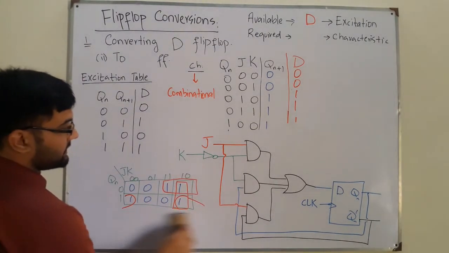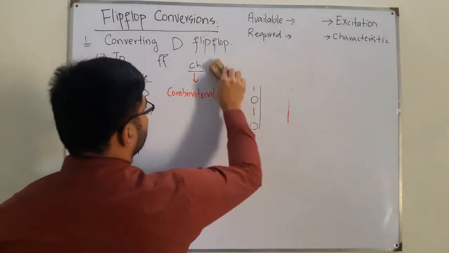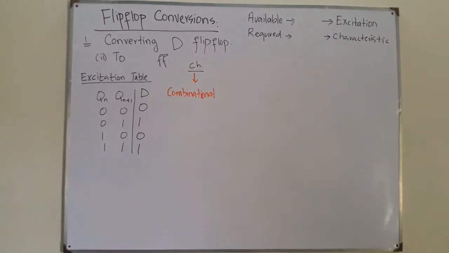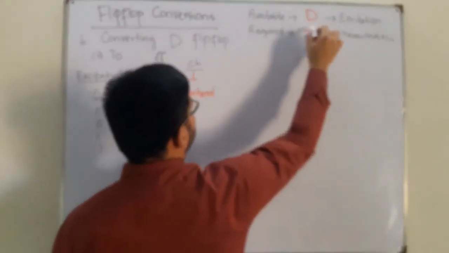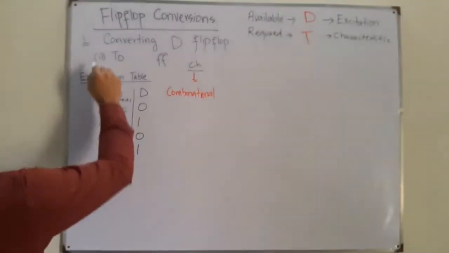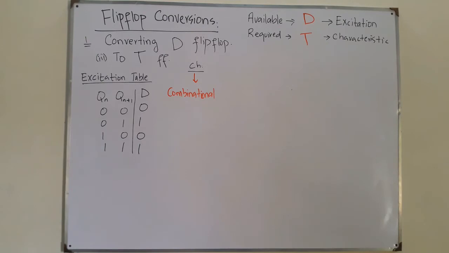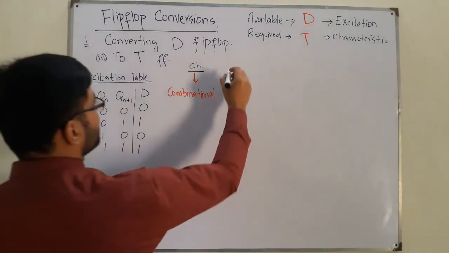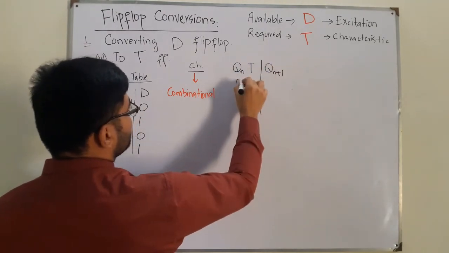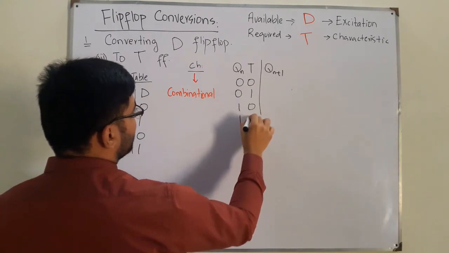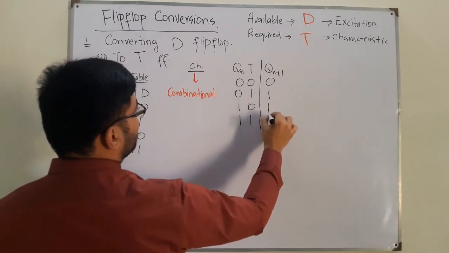Okay, now the next thing we have in order is converting D flip-flop to T flip-flop. So I remove this part of it, okay? Now the available is D flip-flop and the required is T flip-flop, for which you have to draw the characteristic table of the T flip-flop, all right? Now the characteristic table for T is what? You have Qn, you have T, and you have Qn plus 1: 0, 0, 0, 1, 1, 0 and 1, 1. And the outputs to this are 0, 1, 1, 0.